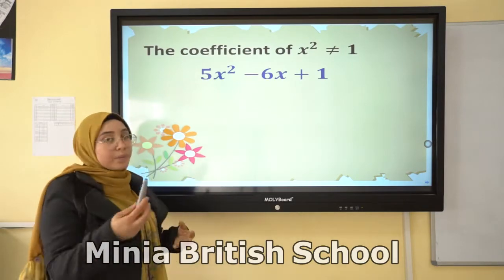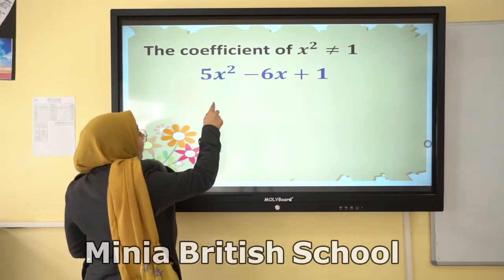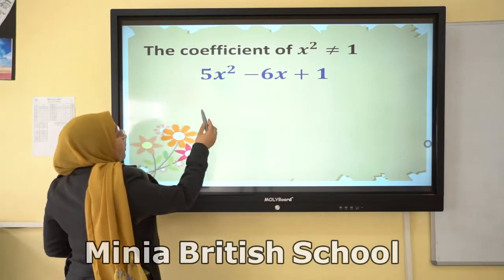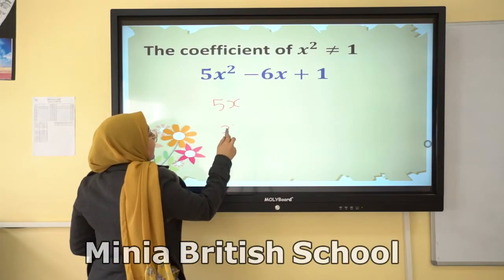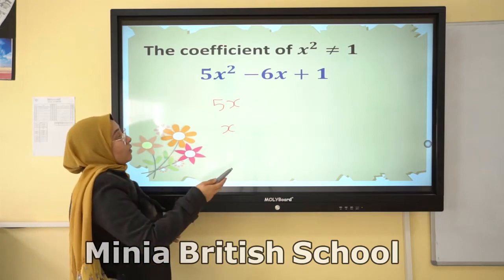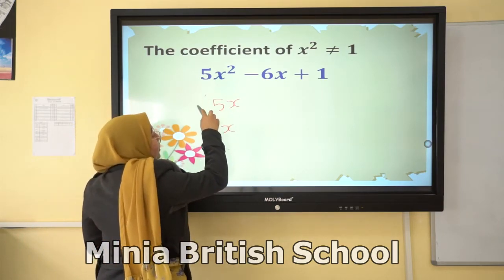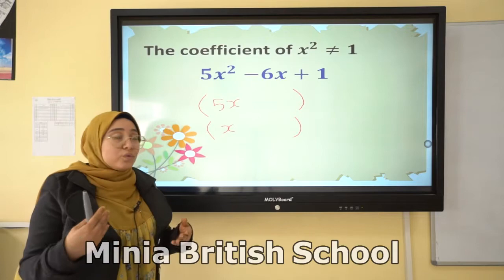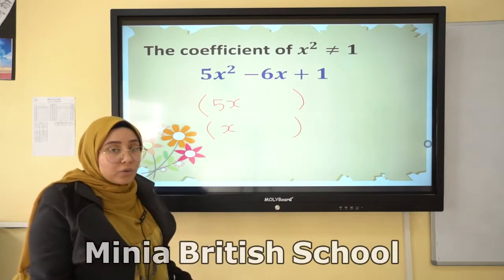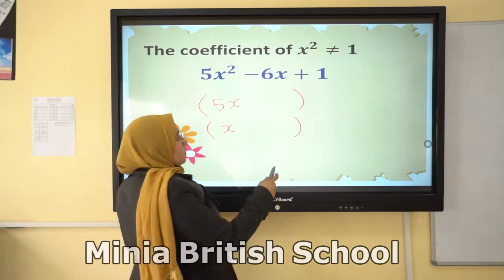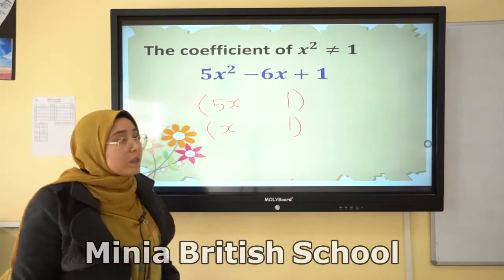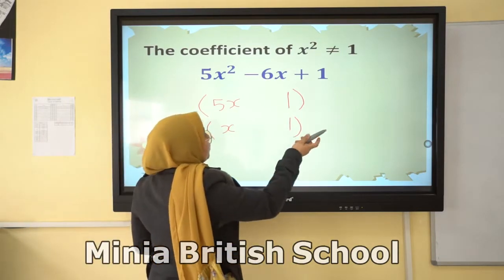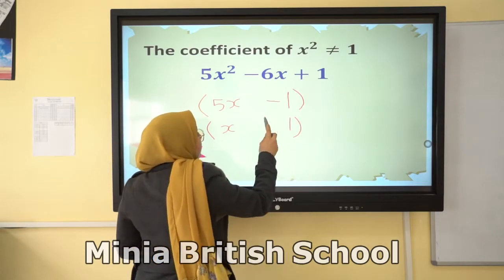Because 5x power 2 you can factorize only to 5x and x. Okay? First, write two pairs of arcs. Then I factorize 5x power 2 to 5x and x, and 1 factorizes only to 1 times 1. It is easy. The last term is positive, so I will take the sign of the middle term.